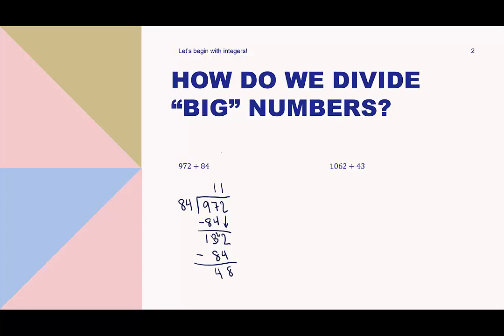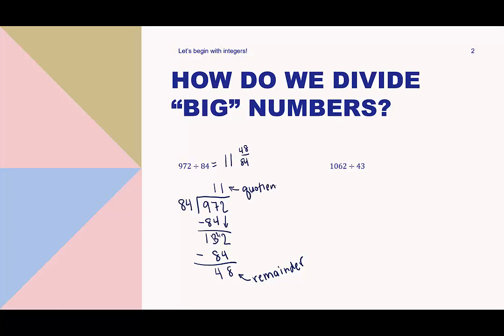So the way I would write this is a quotient of 11 with a remainder of 48 over 84. So we take the remainder, that's what this is called, and we write it as a fraction over the divisor. This 11 is the quotient.